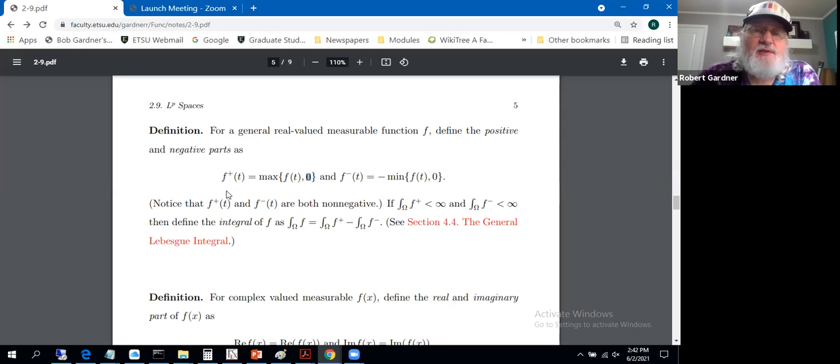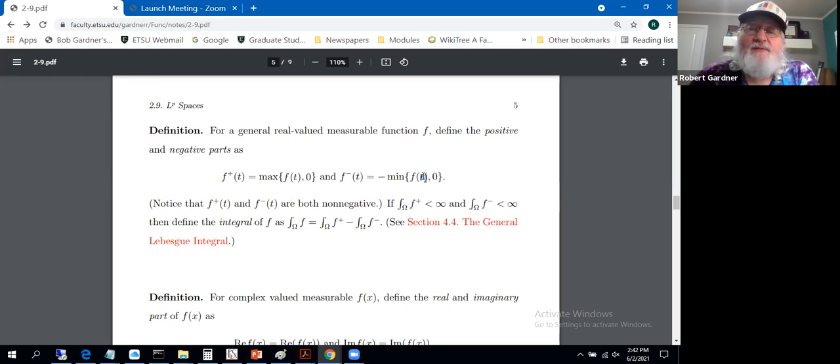So what this does is f plus of t takes a function f of t and sort of chops it off along the x-axis, t-axis, I guess, in this case. And it just wipes out the bottom part and makes it 0. Negative part takes the negative minimum of f of t and 0.